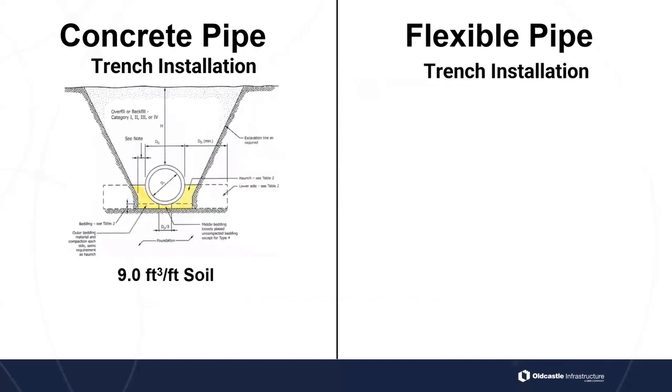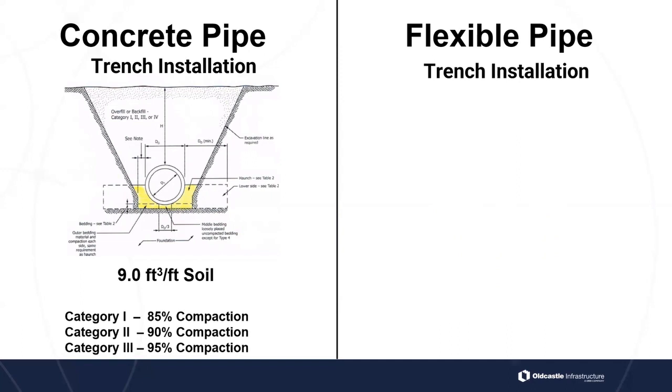So if we look at a trench installation for concrete pipe, the amount of soil that we need to become structurally complete, remember we talked about structural complete, and that it goes up from the bedding up to the spring line and then the pipe itself, we would need about 9 cubic feet of soil per linear foot, right? So we're looking at 9 cubic feet per foot of soil. Okay, so that's just the cross section there as we look at it.